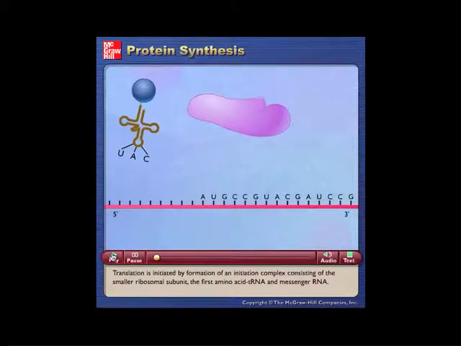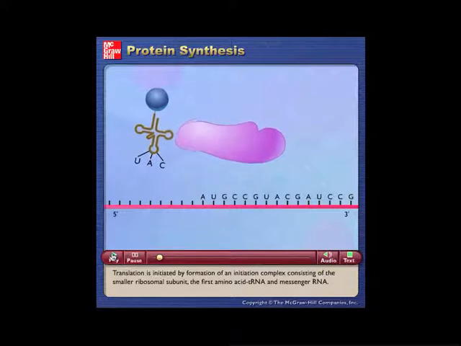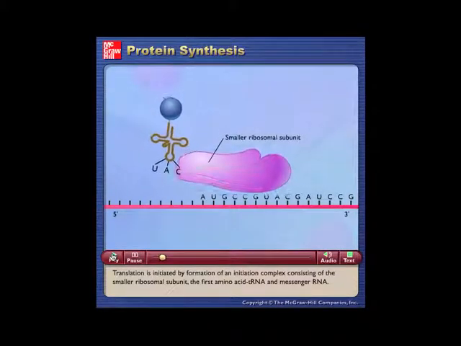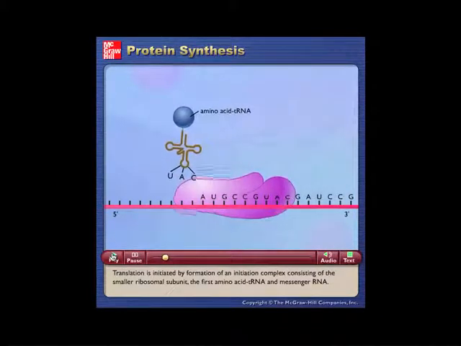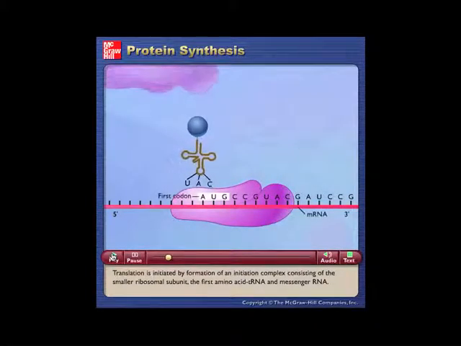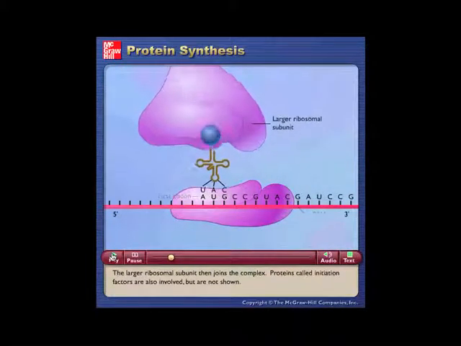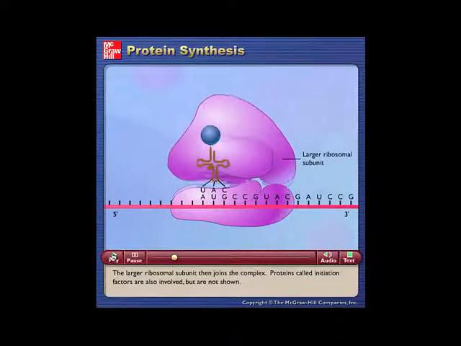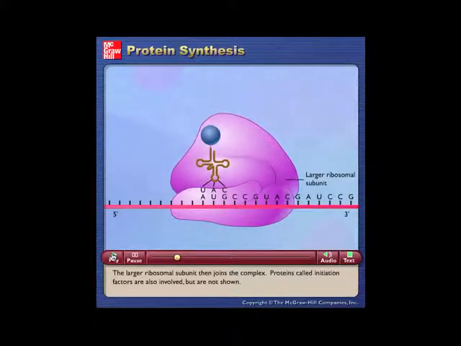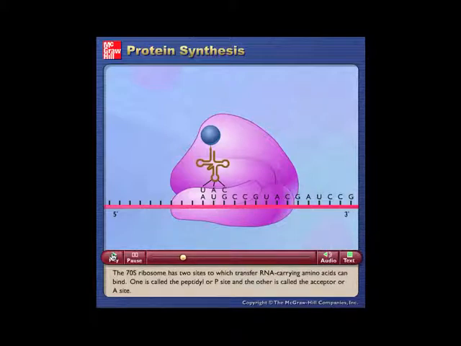Translation is initiated by formation of an initiation complex consisting of the smaller ribosomal subunit, the first amino acid tRNA, and messenger RNA. The larger ribosomal subunit then joins the complex. Proteins called initiation factors are also involved, but are not shown. The 70S ribosome has 2 sites to which transfer RNA-carrying amino acids can bind. One is called the peptidyl or P site, and the other is called the acceptor or A site.